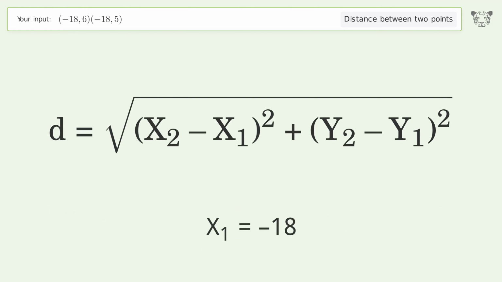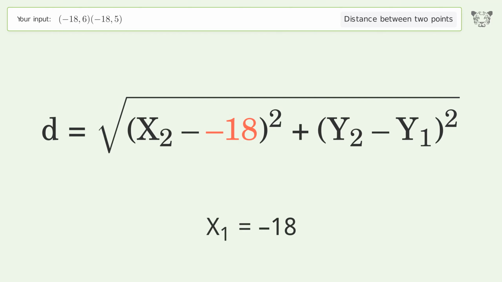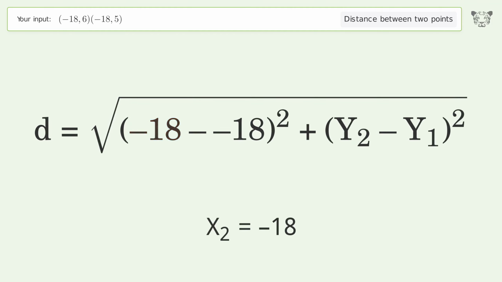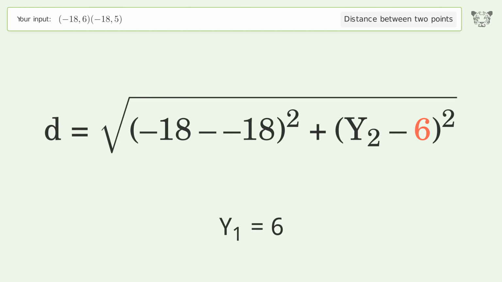x1 equals -18. x2 equals -18. y1 equals 6. y2 equals 5.